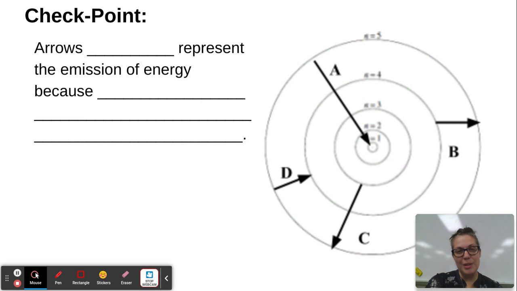So we talked about absorption. Let's talk about emission. Two arrows: which two represent the emission of energy? Go ahead, write your answer. Well, if B and C are the absorption, then A and D obviously have to be the emission. But why? Think about it.